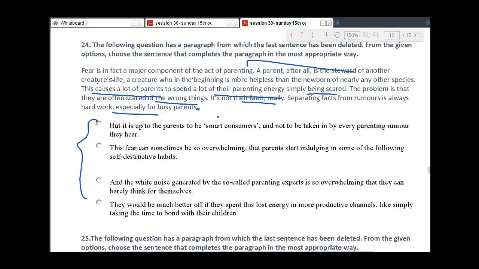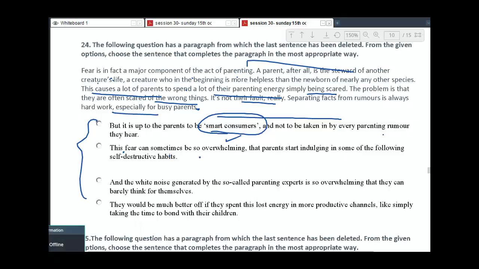So the author is very sympathetic. He says separating facts from rumors is always hard work, especially for busy parents. Then he might say, but it is up to the parents to be smart consumers. I don't know what exactly a smart consumer is. Okay, smart consumer means he wants parents to separate facts from fiction, and therefore the author says you must be a smart consumer and not be taken in by every parenting claim. Fine, it's all right. Let me go to the next one now.